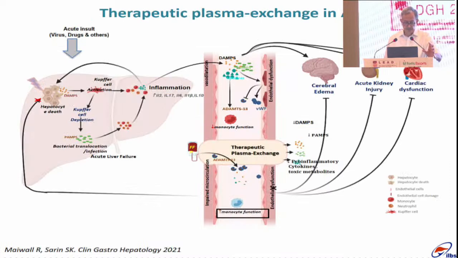So just to summarize, you have liver injury. Because of liver injury, Kupffer cells, inflammation, and you have DAMPs, and all these are suppressed by plasma exchange. ADAMTS, von Willebrand factor repaired. You also have monocyte bioenergetics restored. I will show you that. Cerebral edema, AKI, cardiac dysfunction could be prevented. But it's not a panacea.